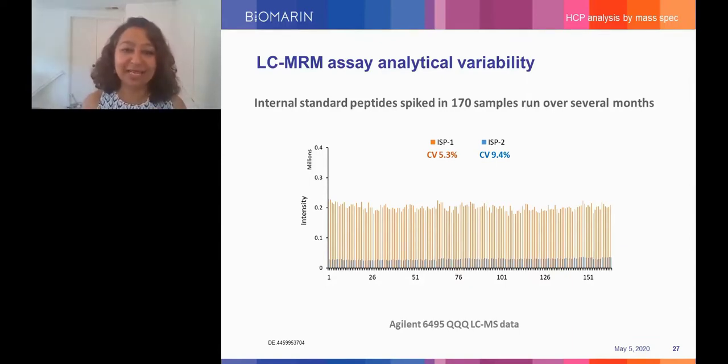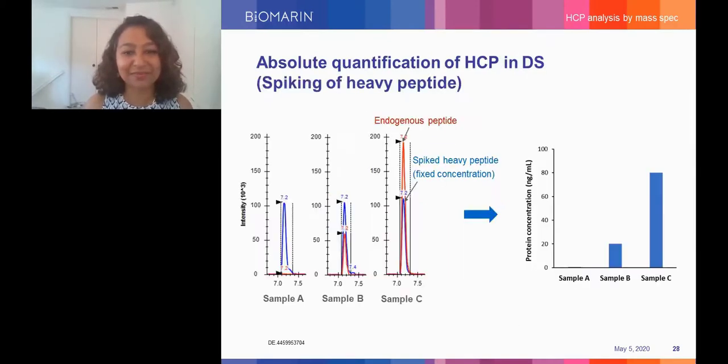And this is just an example of how stable these triple quads are. We have internal standard peptide 1 and internal standard peptide 2 that are run along with the samples for about 170 samples run over several months. And you can see how beautifully consistent the signals are, and the CVs are well below 10% for the first peptide and below 10% also for the second. So you can get quite accurate assessments.